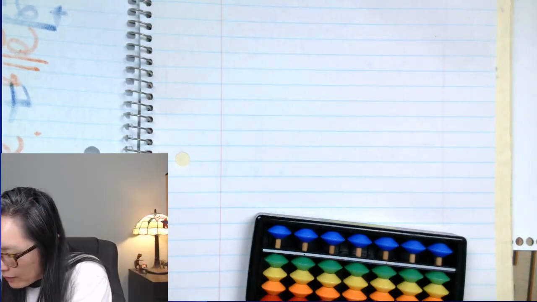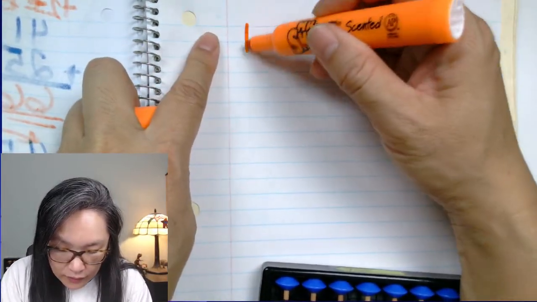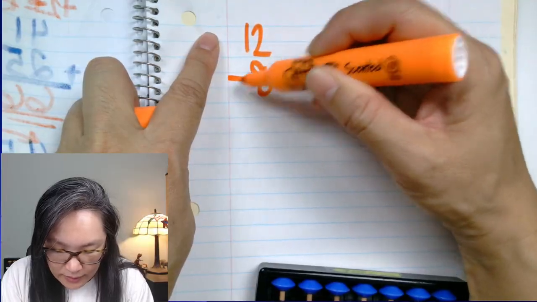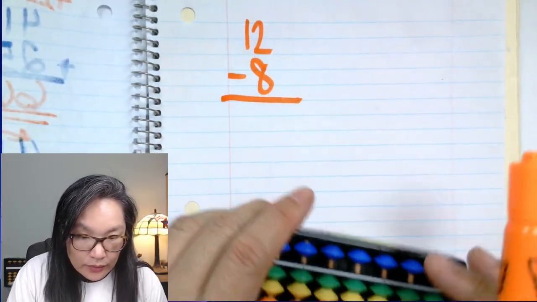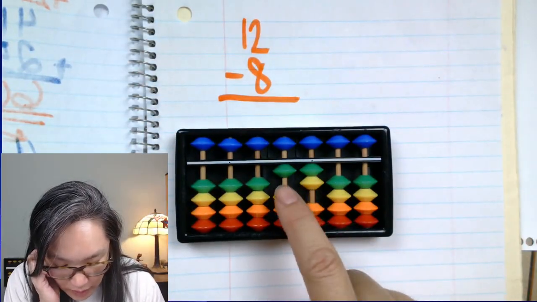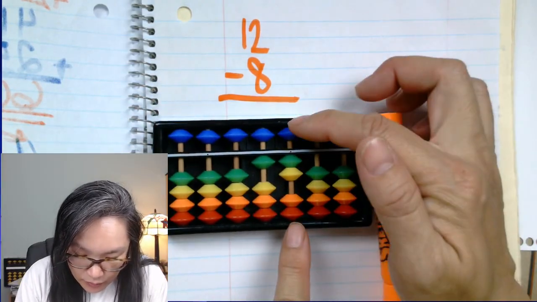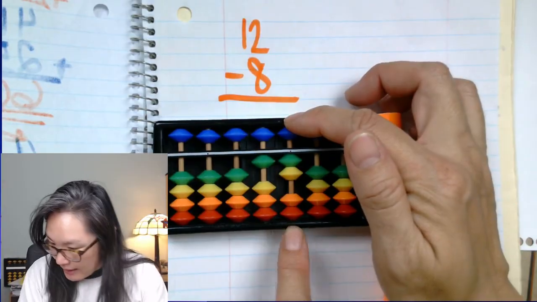And I need to do this. So if we minus, let's do 12 minus 8. Again, how do we do it? Well, we have 12 plus 1 and 2, right? And we take away the 8. Notice the 8 is here. We cannot take away the 8.